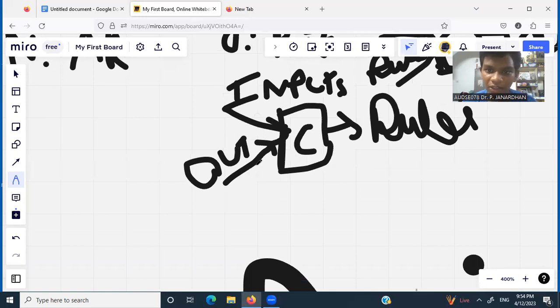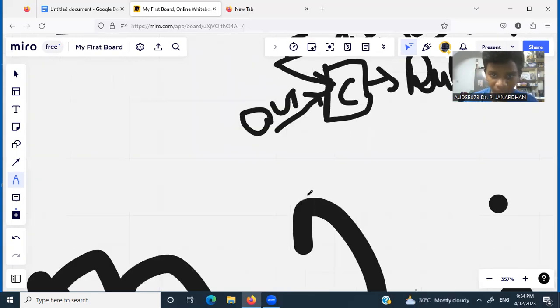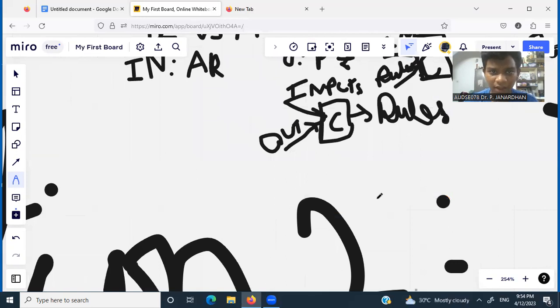Remember, the more data that you give, the better these rules are, right? So let's say you want to teach a person about images. The more images you show, the better he'll get it, right? That is the difference between AI and programming.